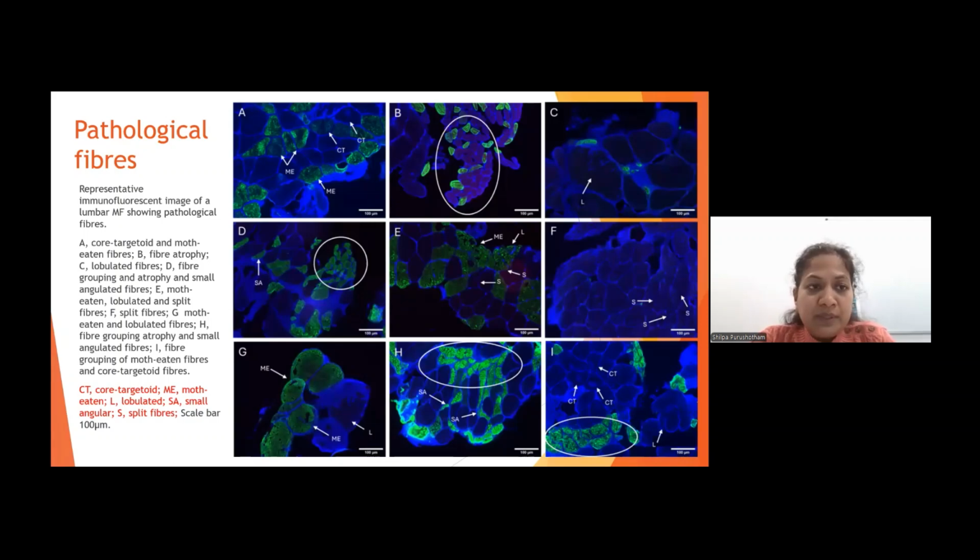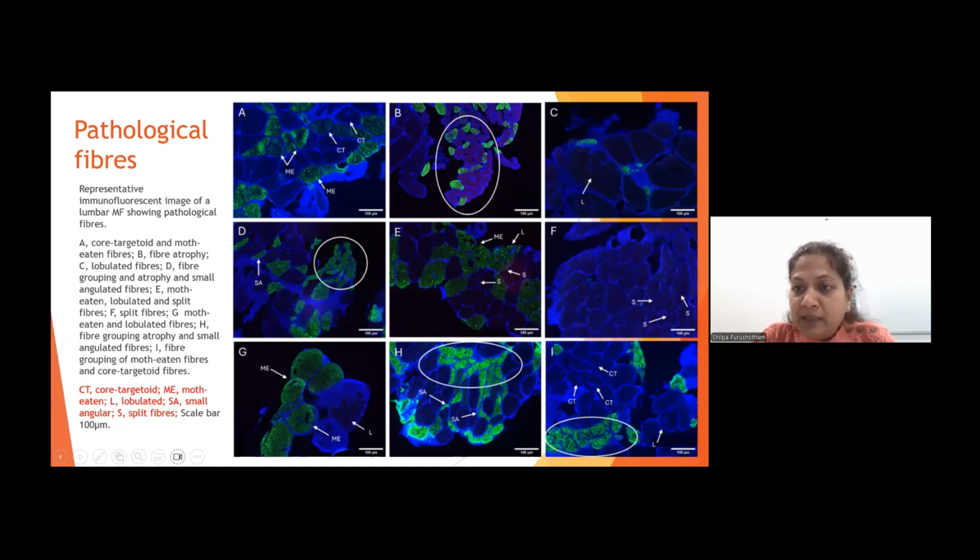So we also observed some pathological fibers when we were trying to quantify the primary outcomes. Some of the pathologies that we came across, you can see in these images, were a moth-eaten appearance of the fibers, so it looks like eaten away by moth. You can also see some core targetoid fibers, the fibers appearing like the target region, and some group atrophy of the fibers. These are all signs of nerve injury or nerve compression.